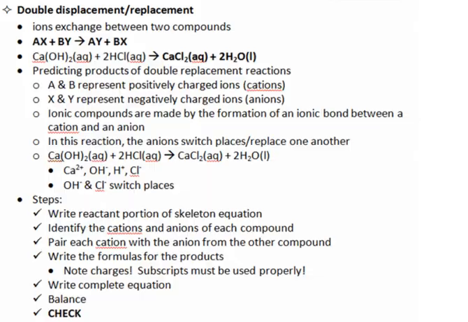Double displacement, a lot of notes here, so make sure you press pause and get these down. A double displacement, just as it sounds, is when there's an ion exchange between two different compounds. So if you look at the general example here, your AX plus BY yields AY plus BX. Okay, so there's the X displacing the Y and the Y displacing the X. Okay, so it's a double displacement where the ions are exchanged between two different compounds. One more time, make sure you press pause and get all this down and look it over.